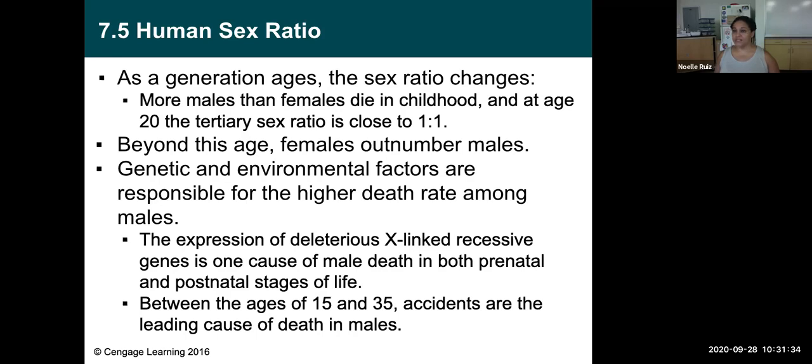So those X-linked diseases, where males only have the one X chromosome, they don't have a second one to mask the recessive alleles. Some of those X-linked diseases are fatal. They can cause death. And then between the ages of 15 and 35, accidents are the leading cause of death in males, like I just said. Boys and men tend to take more risks, more physical risks than girls do.